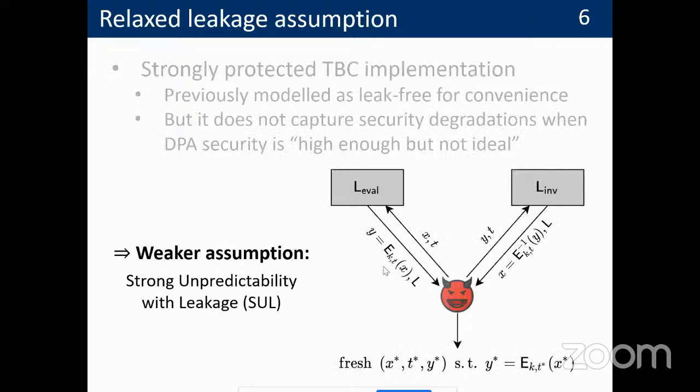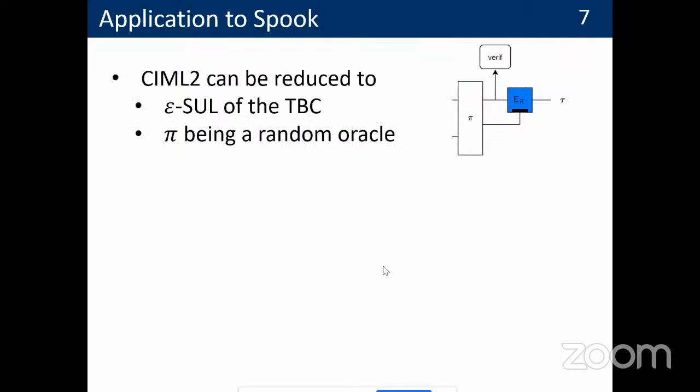So what we did to contribute to this problem is to introduce a weaker assumption called strong unpredictability with leakage for the tweakable block cipher. Here, the idea is that the adversary can query the leaking tweakable block cipher, and he has to produce a fresh plaintext ciphertext pair. And thanks to that, now applied to Spook, we can reduce the integrity with leakage of Spook to the strong unpredictability with leakage of the tweakable block cipher, and the fact that the permutation-based hash function that we use in the scheme is a random oracle.